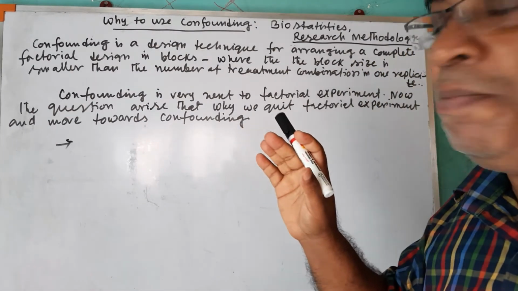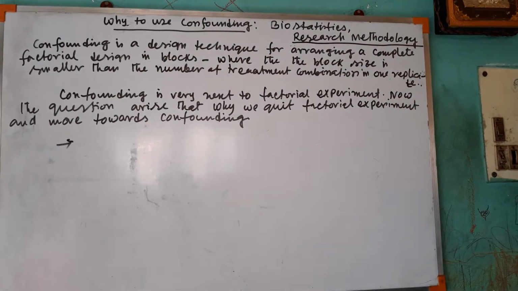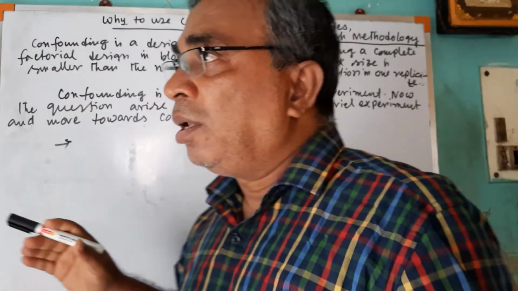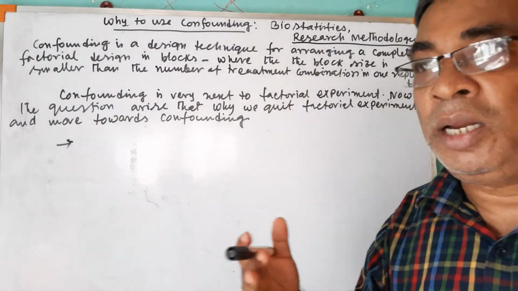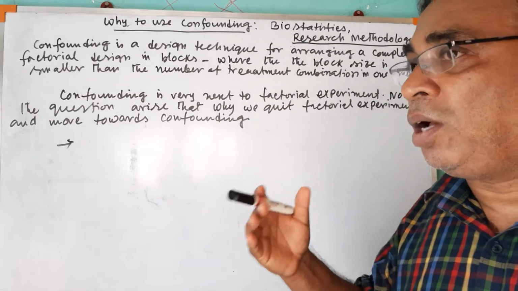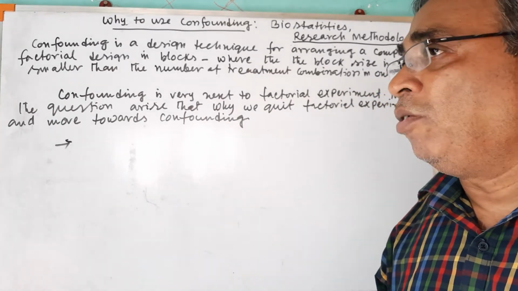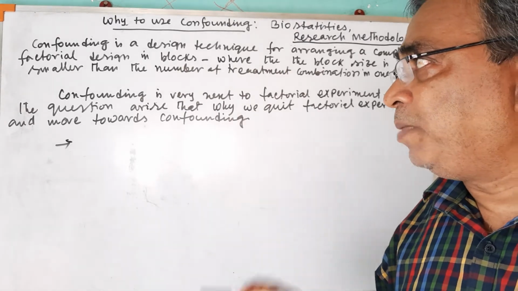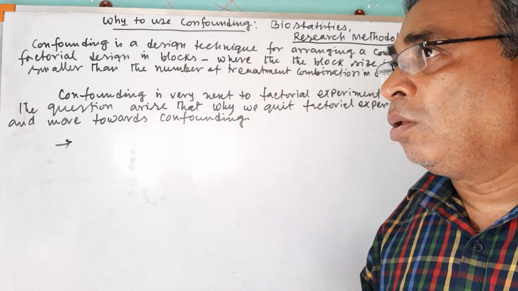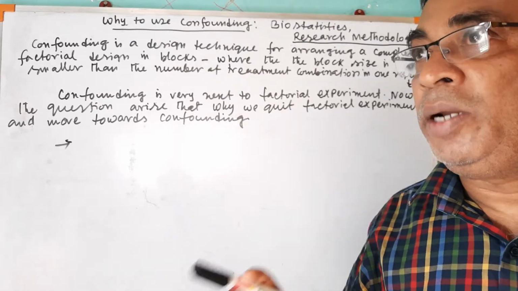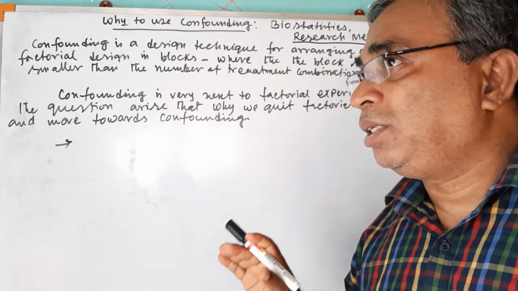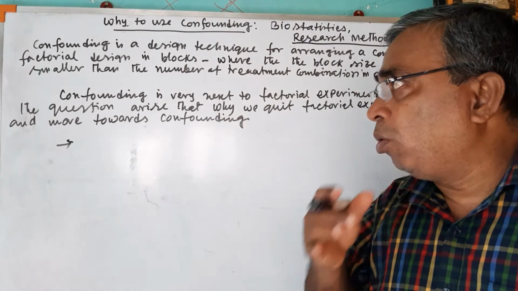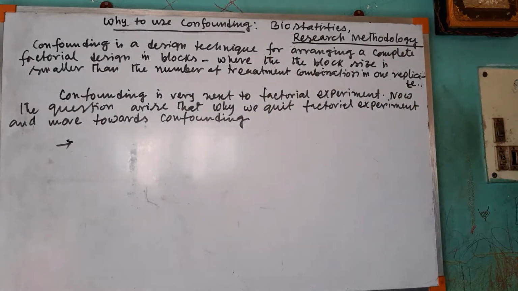Today I am delivering another important lecture on confounding in biostatistics research methodology. In this lecture, the learner will be able to understand why we quit factorial design and then come to confounding. This is the main thing of this lecture. We are avoiding factorial design, then coming to confounding. Why? This is the question. So let's start confounding.